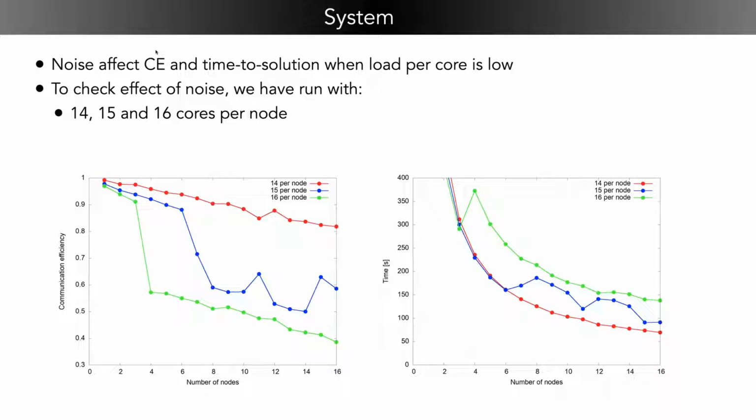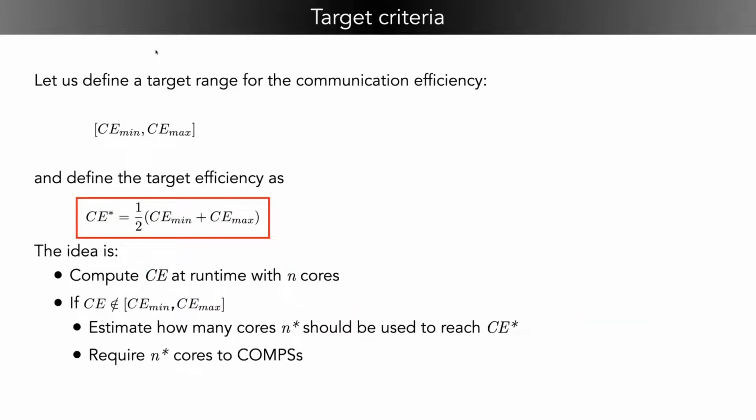And this has a repercussion on the time that you have on the left. Here we see that using 14 cores per node, we have a quite stable time to solution. So in the following, we will use either 14 or 15. Okay, so the target criteria, as said before, we want to use communication efficiency.